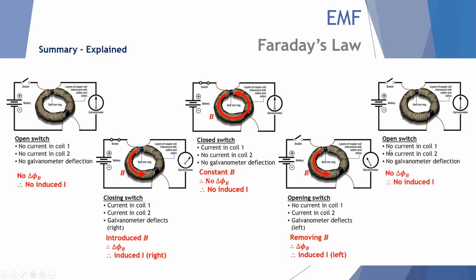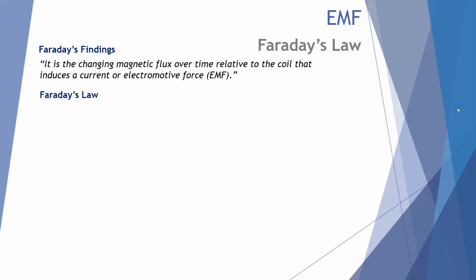And finally, when we have no current in coil 1 with an open switch, that means we have no magnetic field, and so there is no change in flux, therefore no induced current in the second coil or deflection of the galvanometer. Faraday's findings. Faraday found it is the changing magnetic flux over time relative to the coil that induces a current or electromotive force, an EMF.